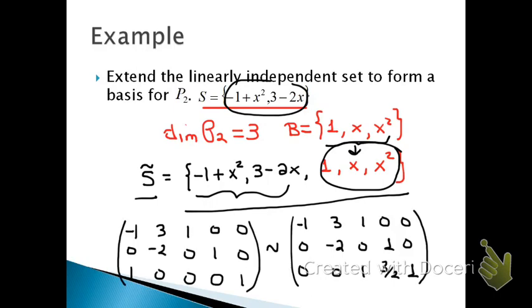So I've taken each of these polynomials and represented them as vectors in R3. And now I've taken the matrix and put it into row echelon form. And notice that the first three elements are represented as pivot columns. The last two are eliminated because they are non-pivot columns. So the set -1 plus x squared, 3 minus 2x, and 1 form a basis for P2.